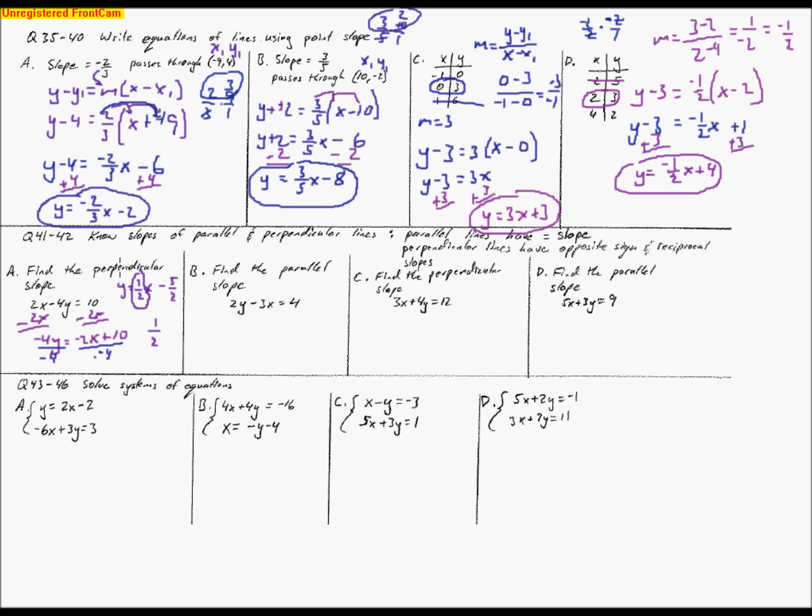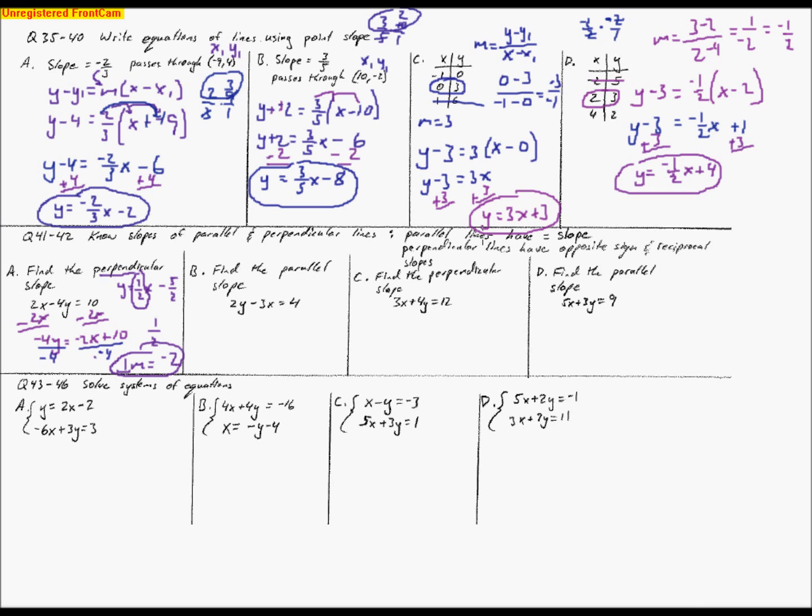Well, we want the perpendicular slope. So remember, perpendiculars have opposite sign and reciprocal slopes. So our perpendicular slope is going to end up being the opposite sign, negative, and then 2 over 1, which is just 2. So negative 2 would be the slope we're looking at.